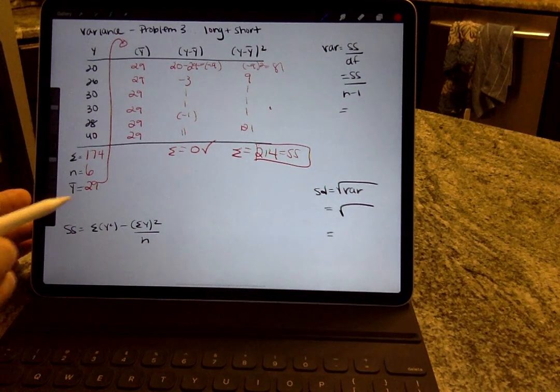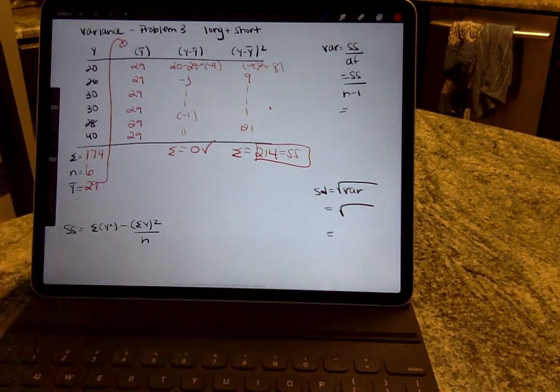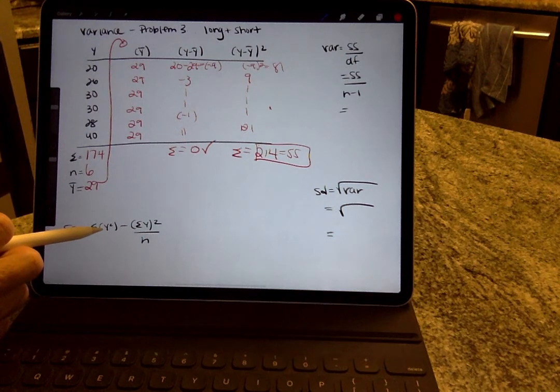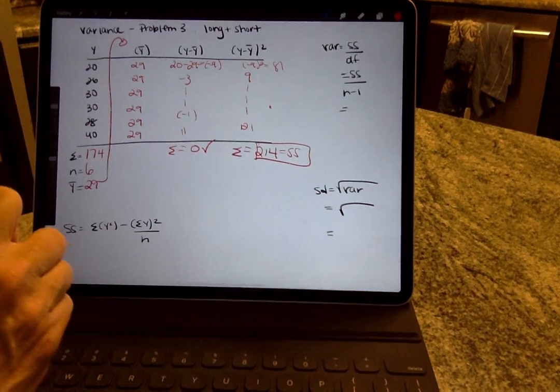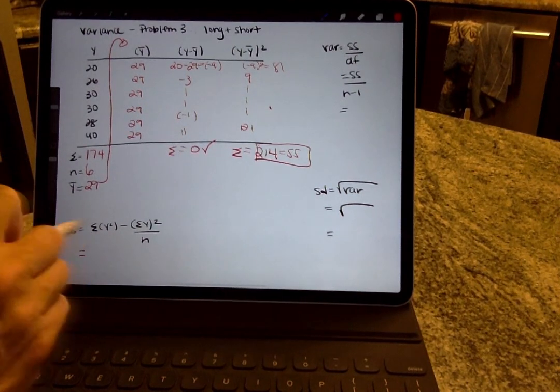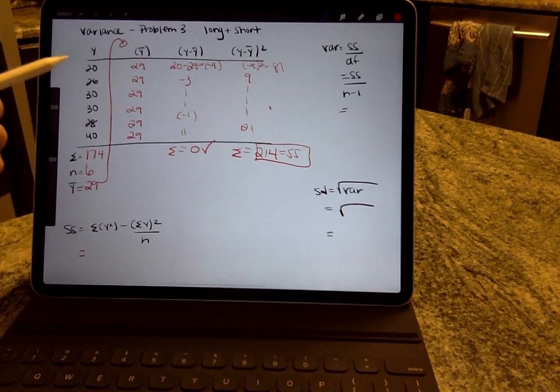Just to check this, let's do it using the shortcut formula. The shortcut formula for sum of squares is the sum of the y squareds minus the sum of the y, squared, divided by n. So remember, for the first part of this formula, we're going to take each one of these y's, square them, and add them up.